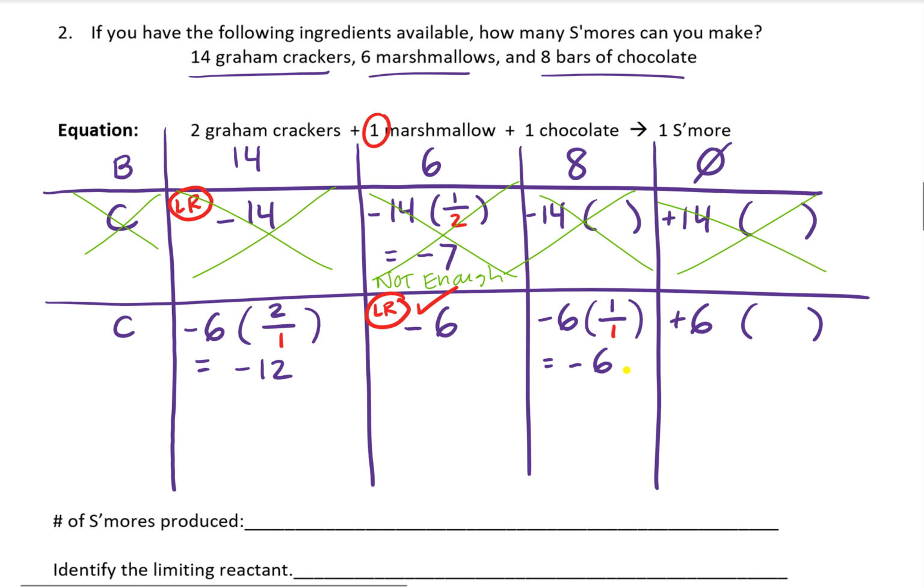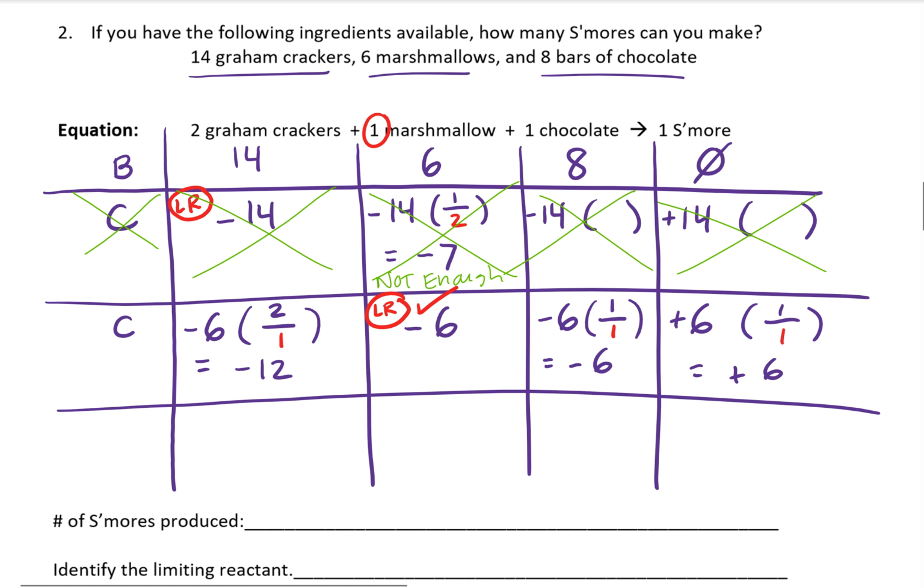And that limiting reactant value determines how many s'mores we're able to make. So for the s'mores column, its coefficient is 1. The limiting reactant, again, is marshmallows, and its coefficient is 1. So we're going to end up making 6 s'mores.